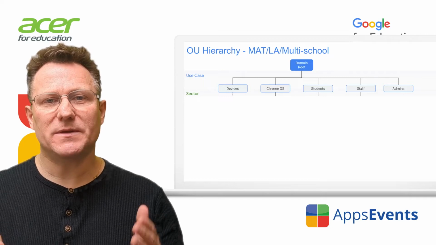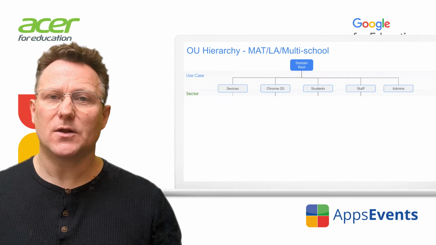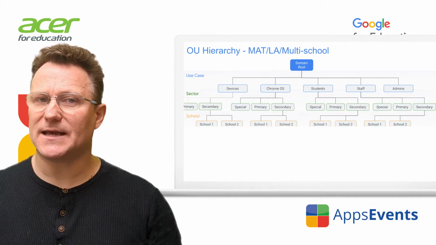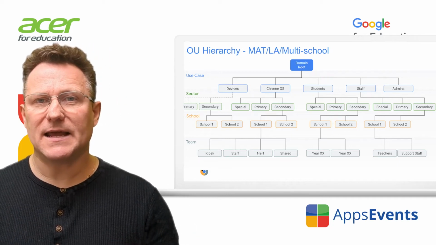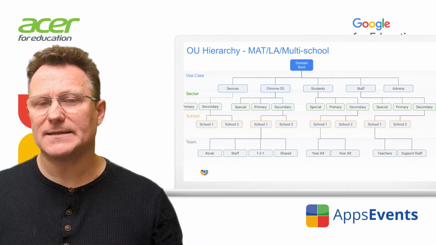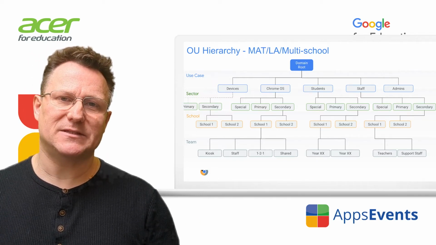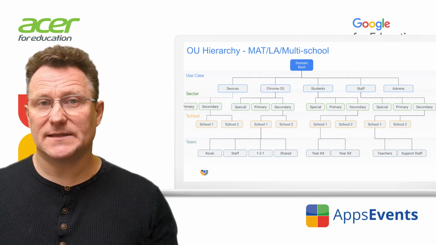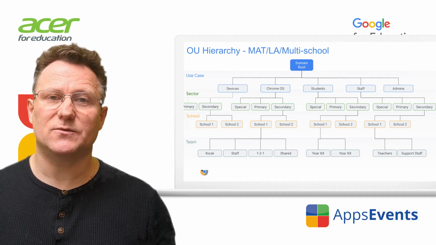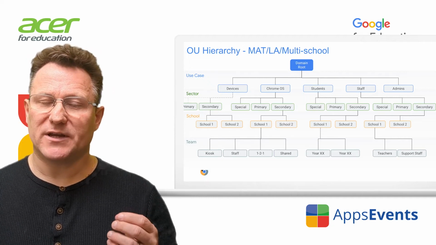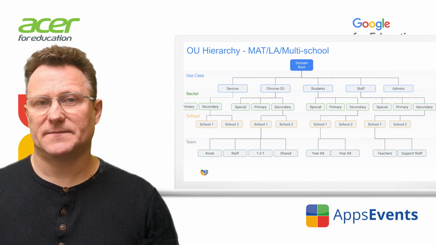It took me years to work out the best structure for complex multi-site and multi-school deployments, and this is what I use now. Again, use cases at the top level, then the level or type of establishment, then the establishments, and then those role-based OUs within those establishments. Policies here can be applied to all students, all primary students, all students in a specific school, and so on. This brings granularity and simplicity to the management of multiple sites.